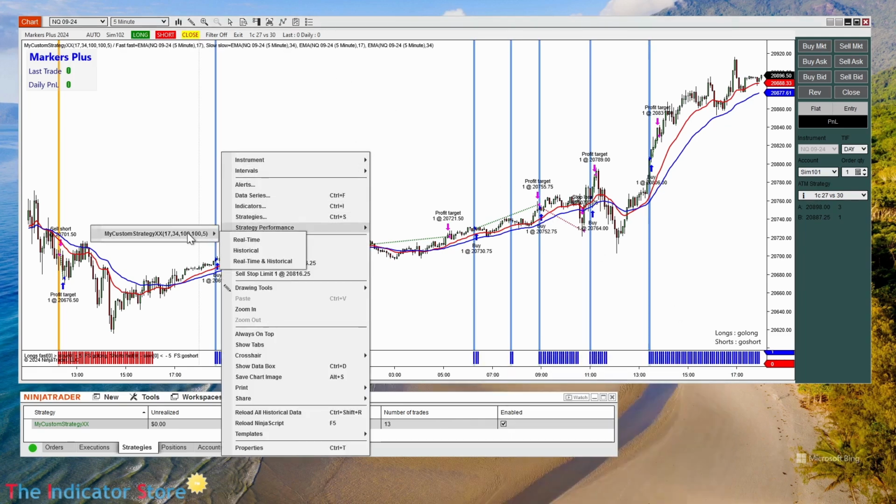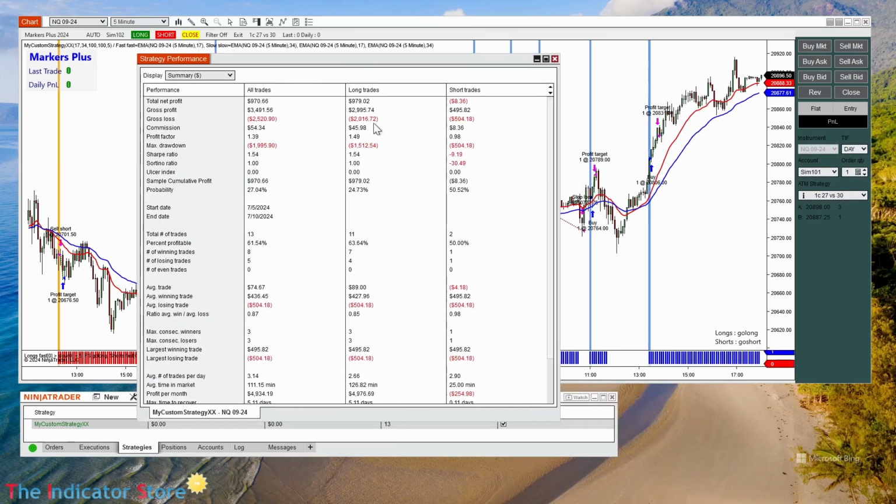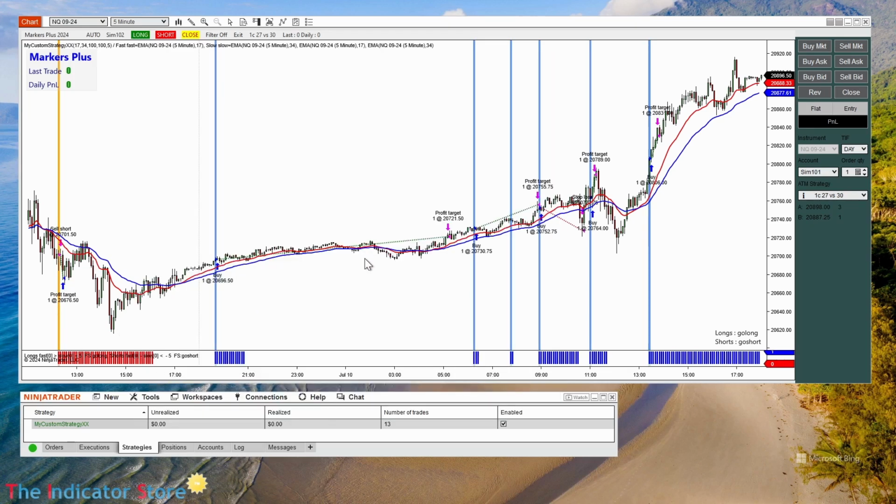Maybe we can try the strategy performance of what we have on the chart, but again, this is not a good idea, because this is just the performance of the trades included on the chart, and maybe the chart has only 10 trades, 13 trades, so this is not significant at all.